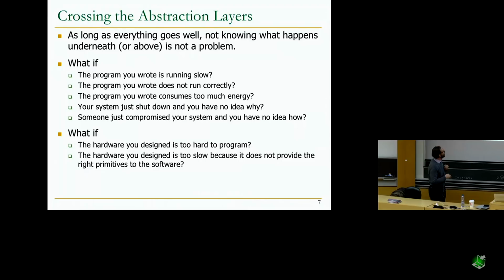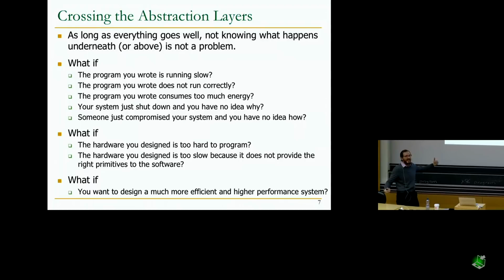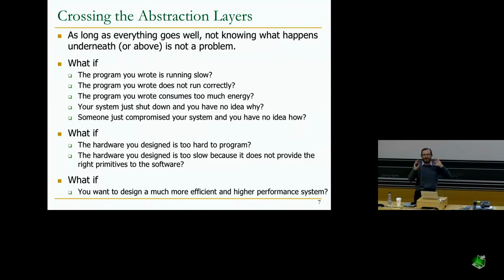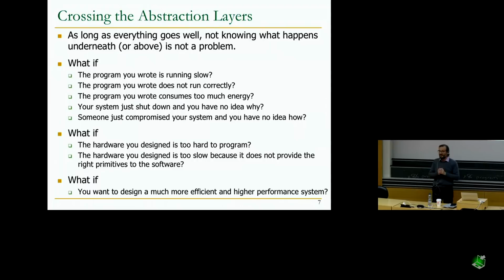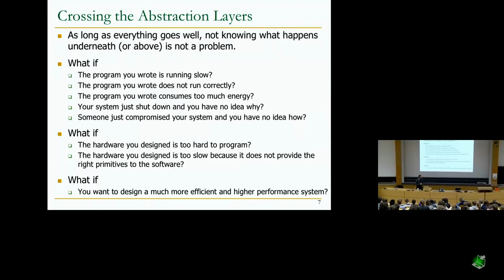Okay, and what if you want to design a much more efficient and higher performance system? Again, as we said today, a lot of system design requires you to know algorithms and all the way down to hardware. So if you want to do that, you really need to break the abstraction layers and understand your algorithm really well and design hardware that matches that algorithm. Video decoders are an obvious example. We talked about cryptographic accelerators yesterday. Packet routing accelerators is another one. Not only encryption decryption, but also very fast packet processing accelerators. And there are many, many other examples of this. Tensor processing unit is another one. OK, so we want to cross the abstraction layers.